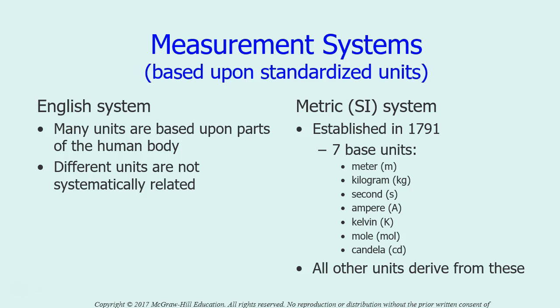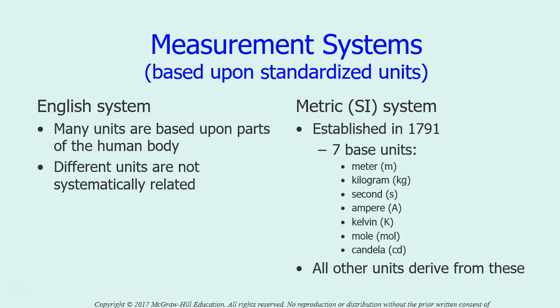But the units in the English system are based off of dimensions related to things like the human body, feet, yards, and they don't really relate to one another very systematically. Right, 12 inches in a foot, 3 feet in a yard. I'm not sure how many yards are in a mile off the top of my head, but I know there's 5,280 feet in a mile. Could figure the rest out.